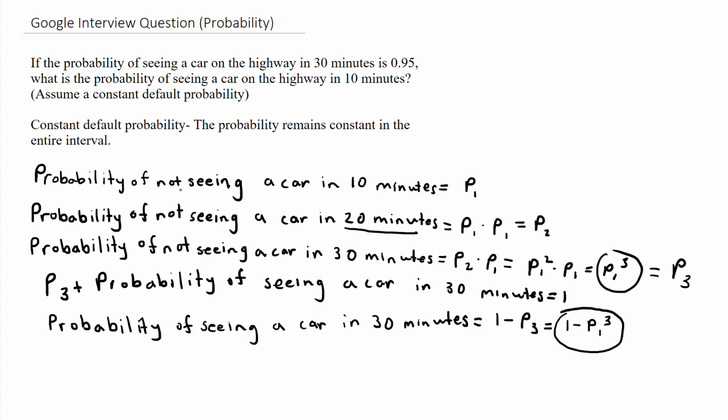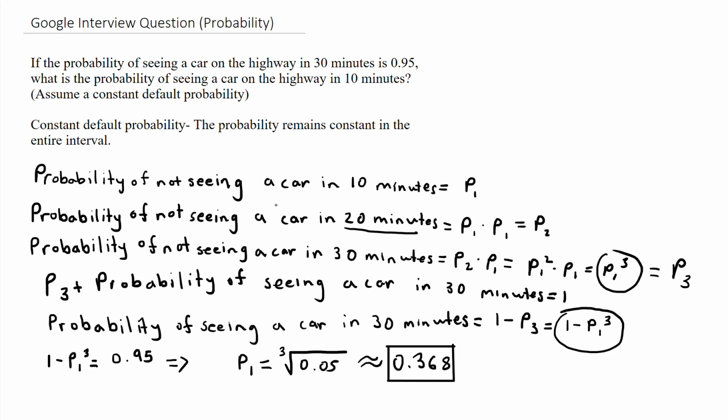So we've established this, and we're told that the probability of seeing a car on the highway in 30 minutes is 0.95. So 1 minus P1 cubed equals 0.95. Simplifying this, we get P1 equal to the cube root of 0.05. The cube root of 0.05 is approximately equal to 0.368.